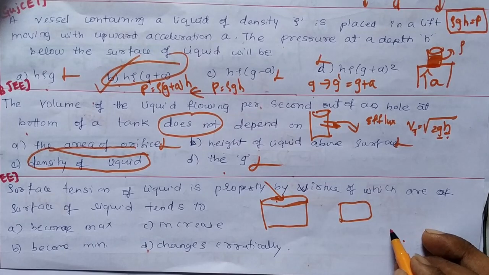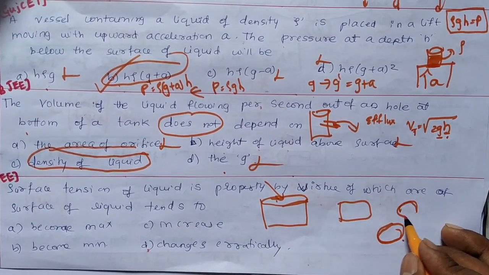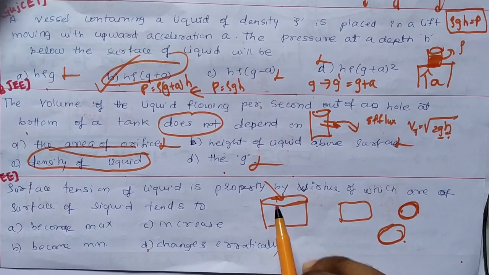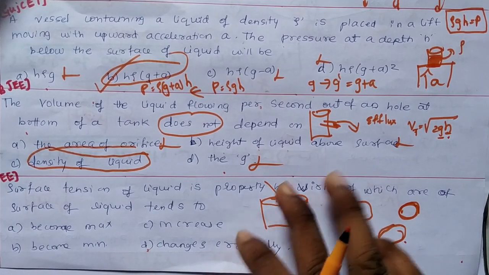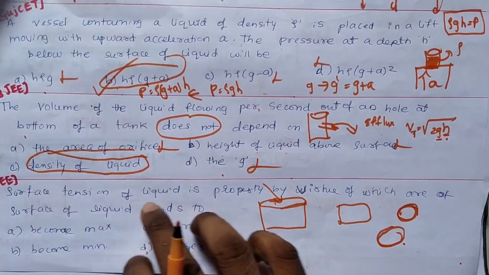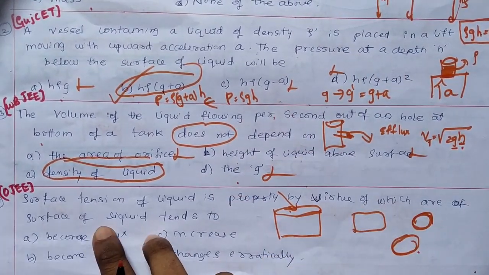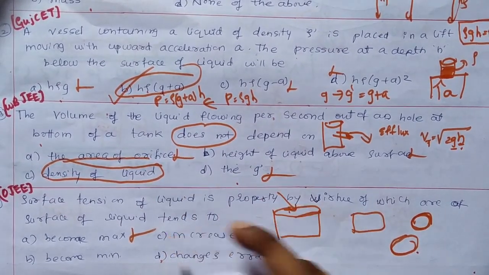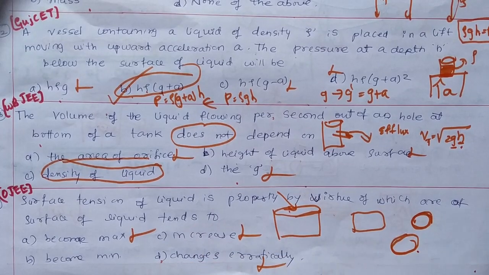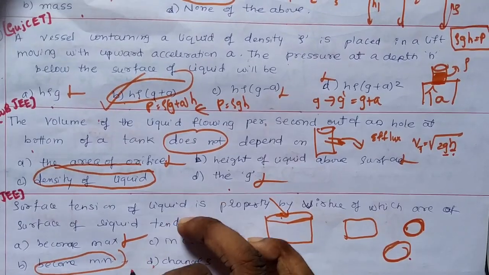So we usually have all the droplets as spherical in nature. Whenever surface tension acts on a body, it makes the surface of the liquid very small. Suppose you consider here, surface tension of the liquid is the property by virtue of which the surface of the liquid tends to become minimum. It cannot be increased, it cannot be changed erratically or randomly, that cannot be possible. It should become minimum. Okay, this is the answer.